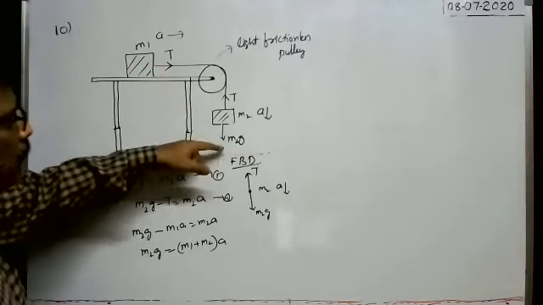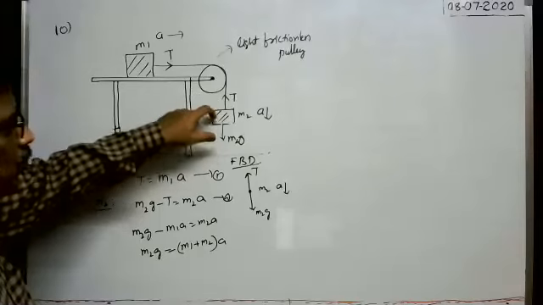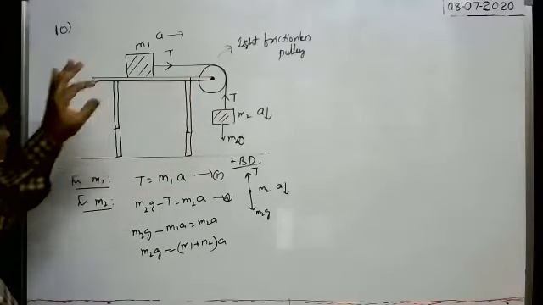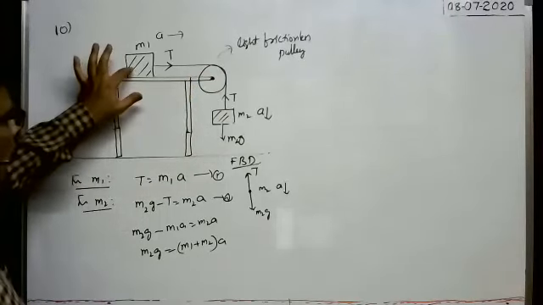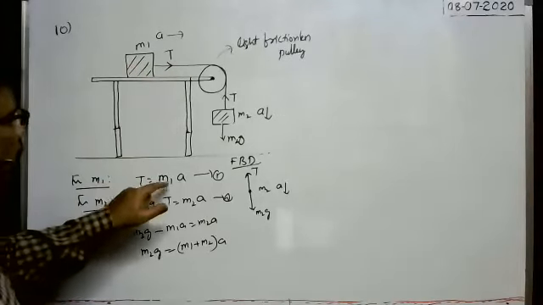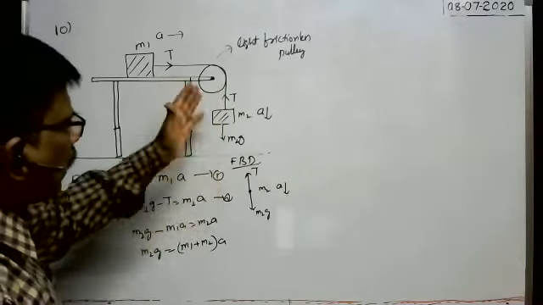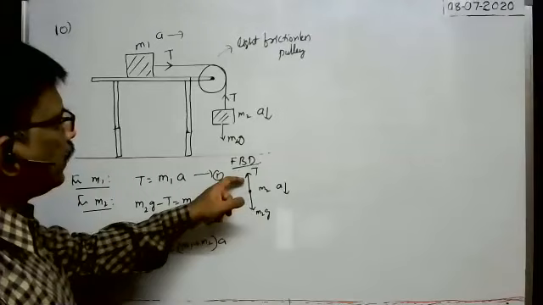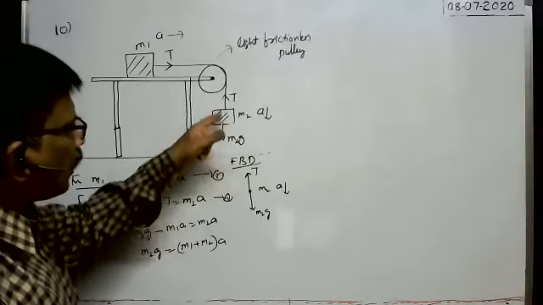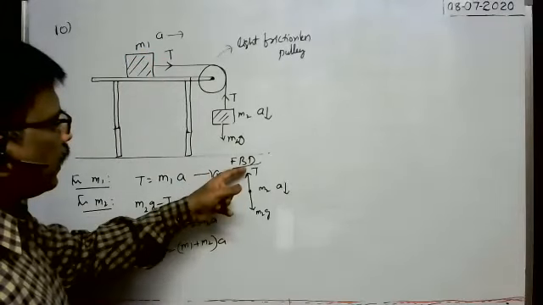This block moves down because of weight M2g. But at the same time, the tension of the string opposes the motion of this block. That's why the first block M1, as tension pulls the block in this direction, T can be written as M1 into a. In case of the second block, two forces act on it along the vertical direction, M2g downwards and T upwards. As this block comes down with the same acceleration a as that of this block, this force is greater than this one.